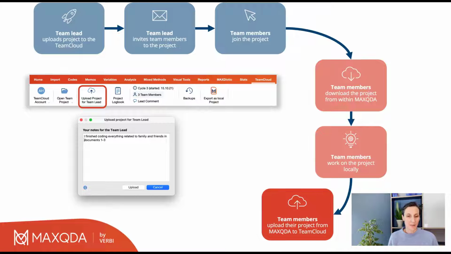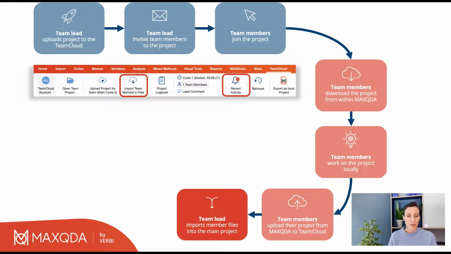For this, there's an option in the team members ribbon, which is called Upload the project for the team lead. Once they click on it, they can add a note so that the team lead knows what type of work has been done, if anything is missing, if there are any comments that are important. The team member uploads it and can then just lean back and wait until the team lead has imported it and started a new cycle.